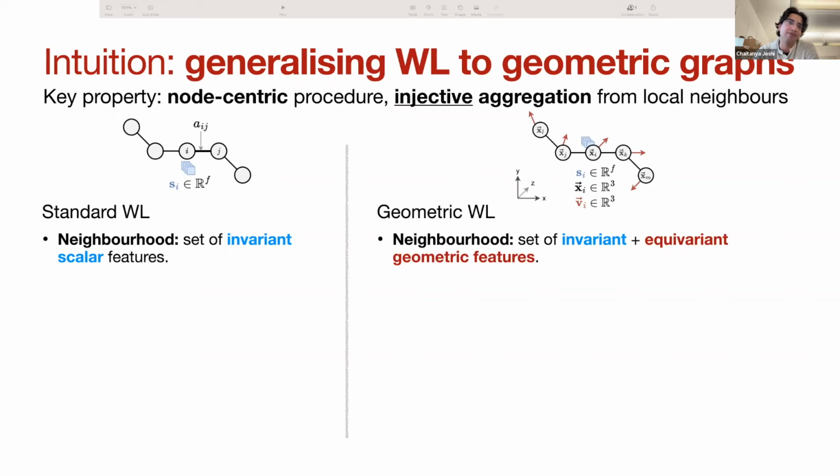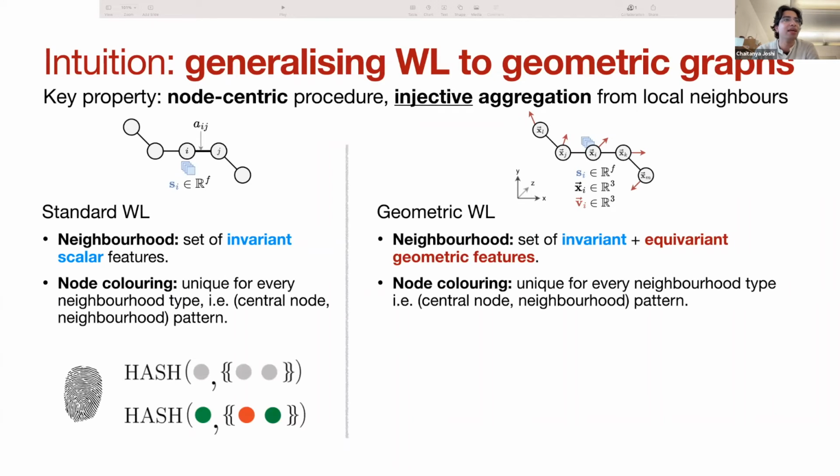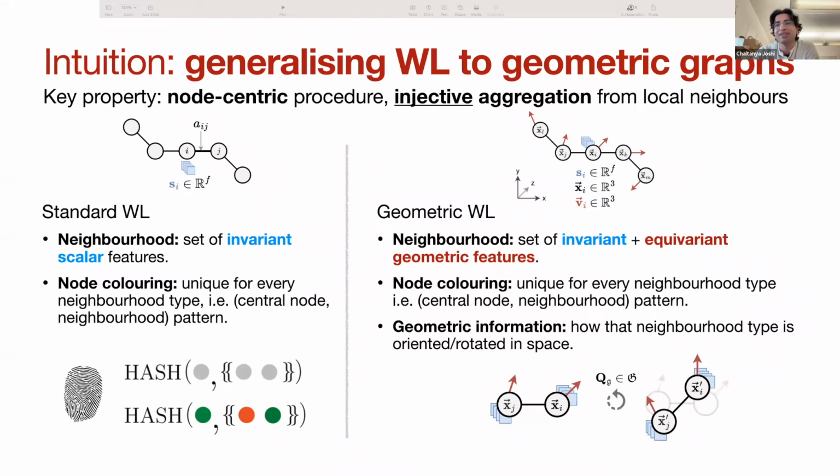So in standard WL, you have the notion of neighborhoods, which are actually these sets of invariant scalar features. In geometric graphs, you additionally have equivariant geometric features as well. So that's something extra we need to account for. Now, the key idea of node coloring, right? These are injective functions, almost like fingerprints of neighborhoods. So unique patterns being assigned unique outputs, unique colors. And again, we'd like to have the same thing for geometric graphs. So unique neighborhoods should be assigned unique colors. But the key point is that we also have geometric information. So how a neighborhood is oriented. We know about neighborhood type, but we also need to account for how that neighborhood will be oriented in space.